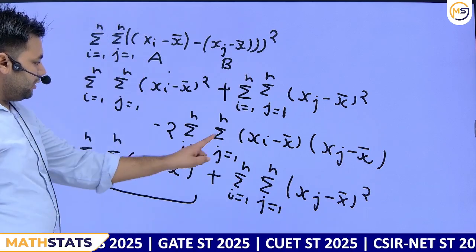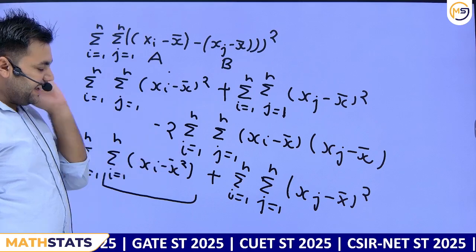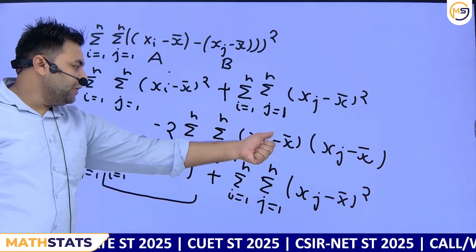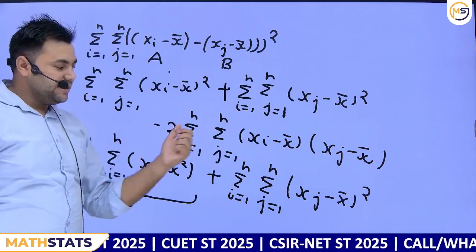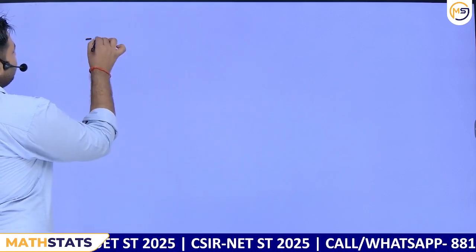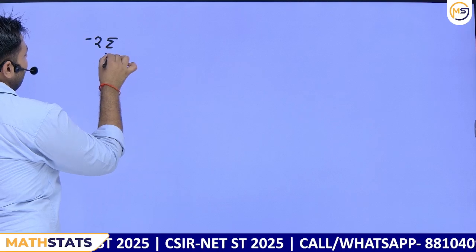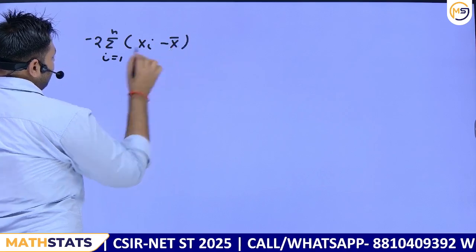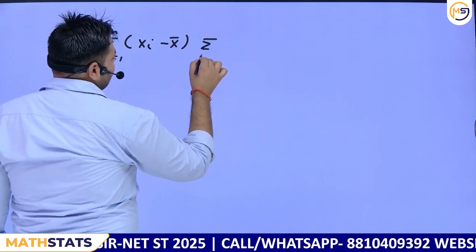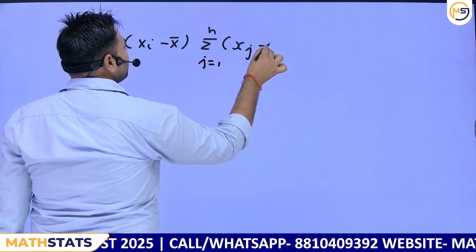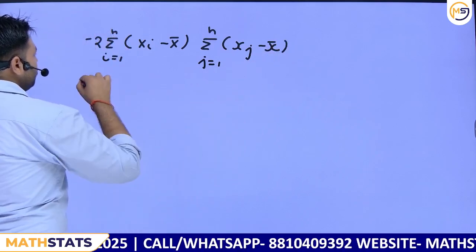Now attention, in this quantity, minus 2 summation i equal to 1, j equal to 1, (xi minus x bar)(xj minus x bar). So the i term you take in terms of i summation, and the j term in terms of j summation. So 2 summation i equal to 1 to n gives xi minus x bar, and in j summation, j equal to 1 to n, xj minus x bar.